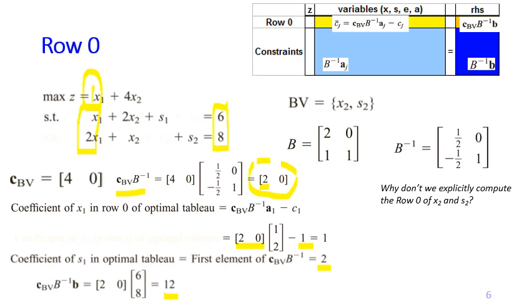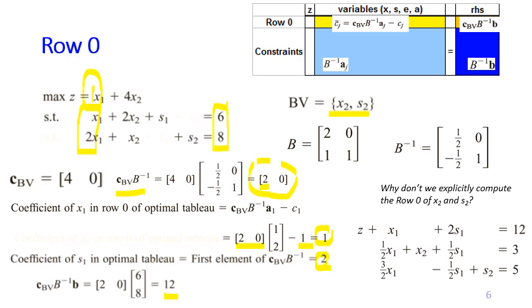Again, we do not explicitly compute the row 0 entries of x2 and s2 because they are basic variables. For basic variables in the optimal table, their coefficients must be 0 in row 0. So this is our complete table. The coefficient of x1 is 1, the coefficient of s1 is 2, and everything else is 0, with the right-hand side of row 0 equal to 12.